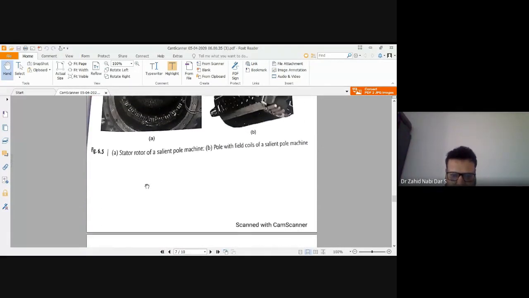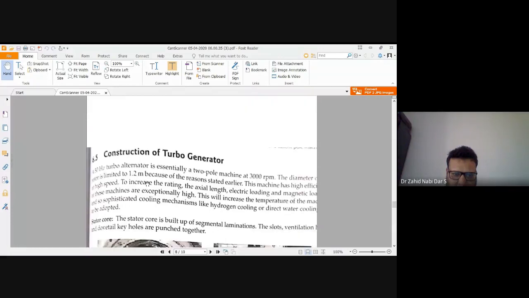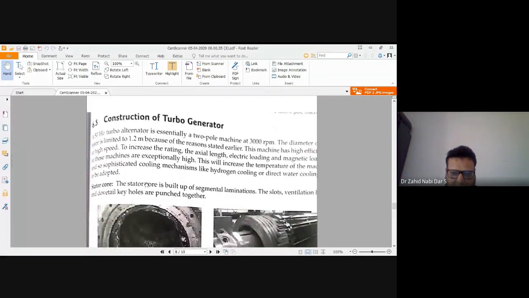Okay, so now the construction of this turbo alternator. Basically, a 50 hertz turbo alternator is essentially a two pole machine. I told you that the number of poles employed here would be less. So it is a two pole machine, and the diameter of the rotor is limited to 1.2 meters. There you saw 15 meters diameter in the case of a hydro alternator, whereas here you are seeing only 1.2 meters, for the reasons I told you in the very beginning.